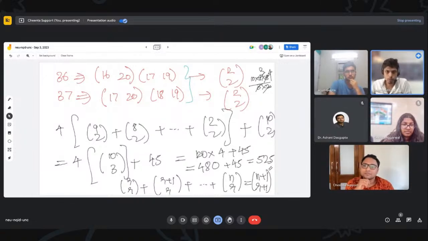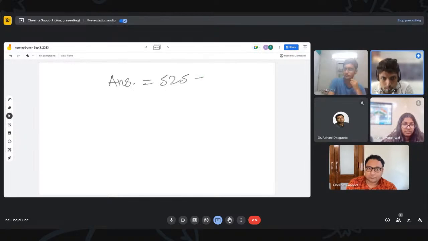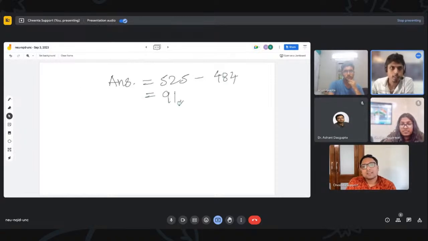Right. So if I optimistically think and leave all the 434 that I'm leaving as my balanced quadruples, then the remaining quadruples will be 525 minus, sorry, I missed that number, 434. So 91. So it seems it should be 91. So at least 91 will be there.